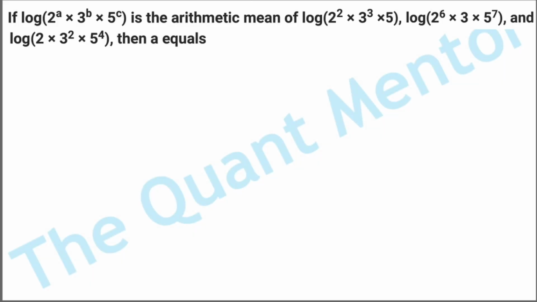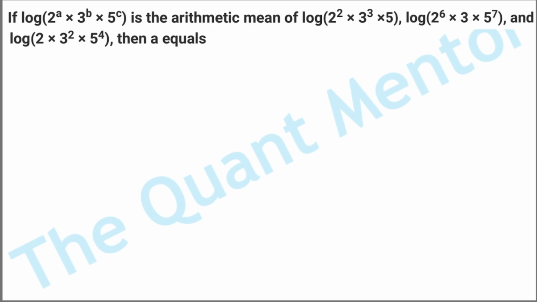Hi guys, let's look at the next question from CAT 2017, the second slot. If log of 2 raised to a into 3 raised to b into 5 raised to c is the arithmetic mean of log of 2 square into 3 cube into 5, log of 2 raised to 6 into 3 into 5 raised to 7, and log of 2 into 3 square into 5 raised to 4, then a equals.